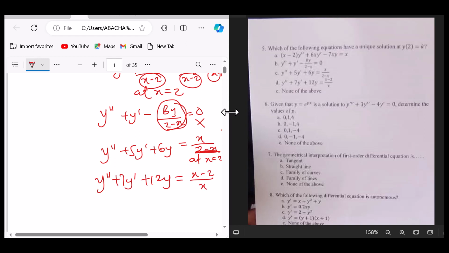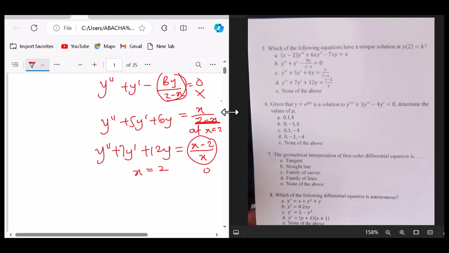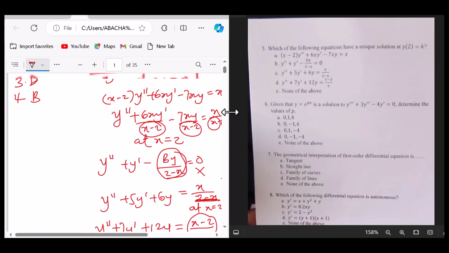Okay, right now at x equals 2, this place will become 0. And so because of that, we can solve this one. It will become y prime prime plus 7y prime plus 12y equals 0. So if we solve this, and this is a homogeneous higher order differential equation which we can solve, with this one we can easily solve it, so we'll get a unique solution. The answer there is now D.